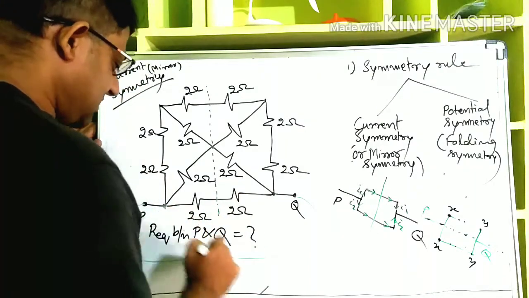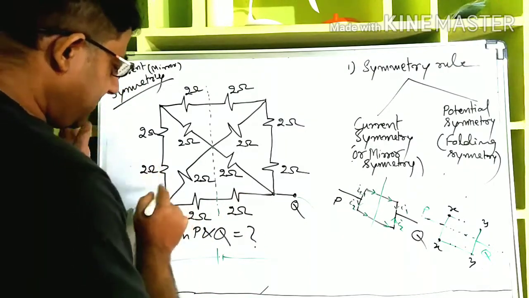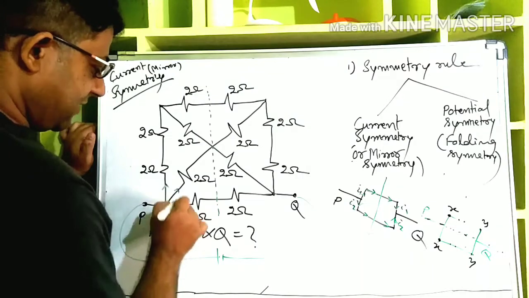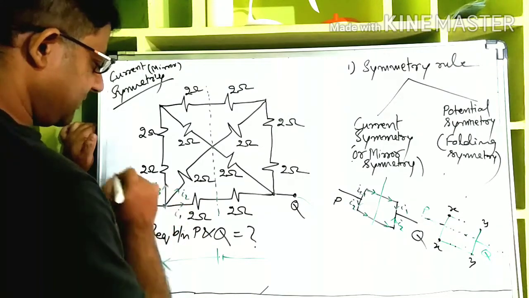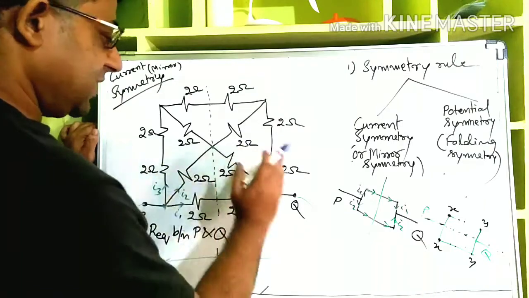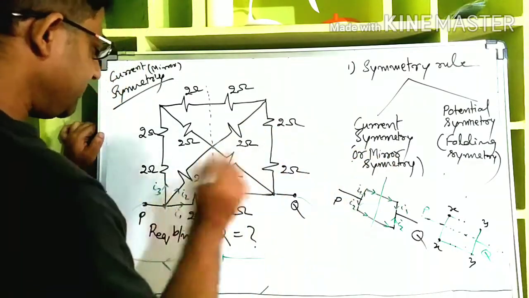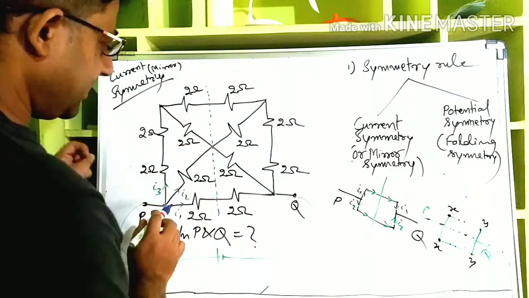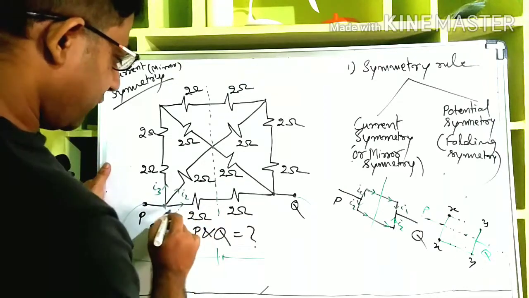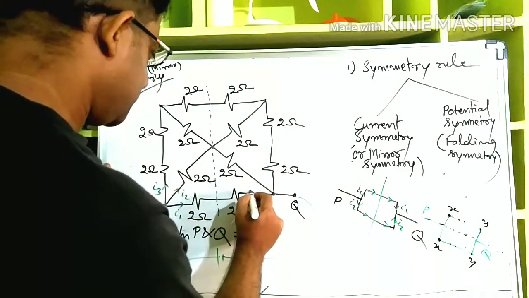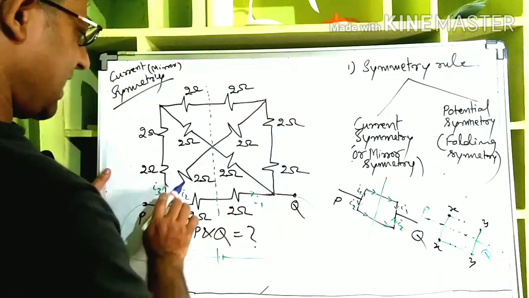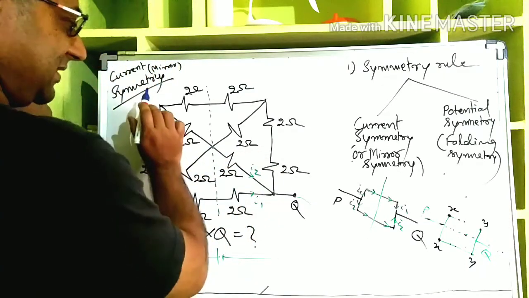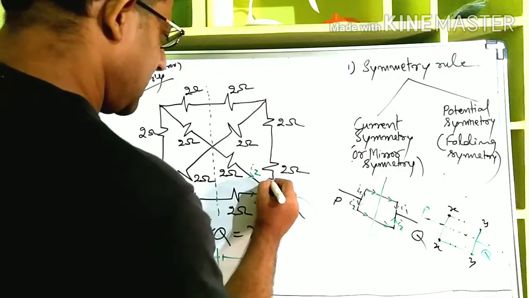Now if current is flowing like this, it will be divided here. Let us say this is I1, this is I2 and this is I3. Since this is a mirror symmetry, or current symmetry, the currents will be the same. I3 is flowing, and these two are in series, so here also I1 will flow. Here I2 is there, so here also I2 will flow, and here I3 is there, so here also I3 will come.